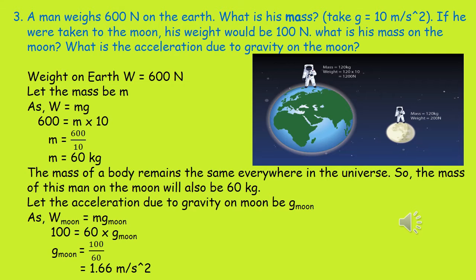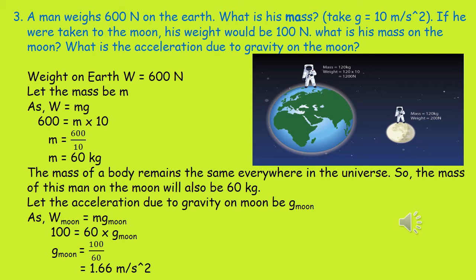Question number 3. A man weighs 600 Newton on Earth. What is his mass? Here the value of g is provided as 10 meter per second square. If he was taken to the moon, his weight would be 100 Newton. What is his mass on the moon? What is the acceleration due to gravity on the moon? There are 3 parts of the question.